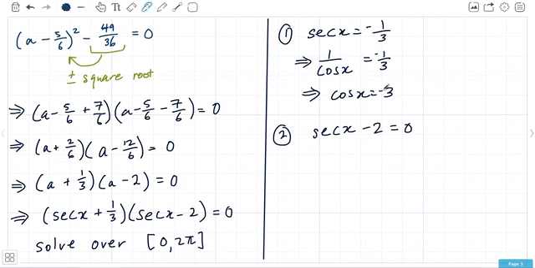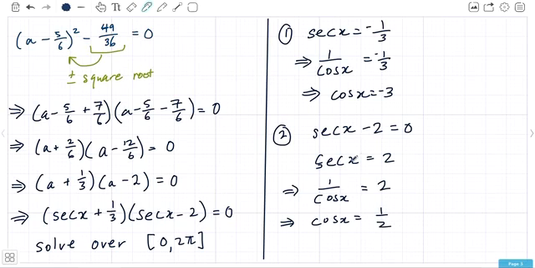Should put a sign there, negatives. Okay, so now looking at this, we've got sec x equals 2. Remember that sec is 1 over cos. So that's going to be flipped over to give you cos x equals 1/2. So we've got two solutions there.